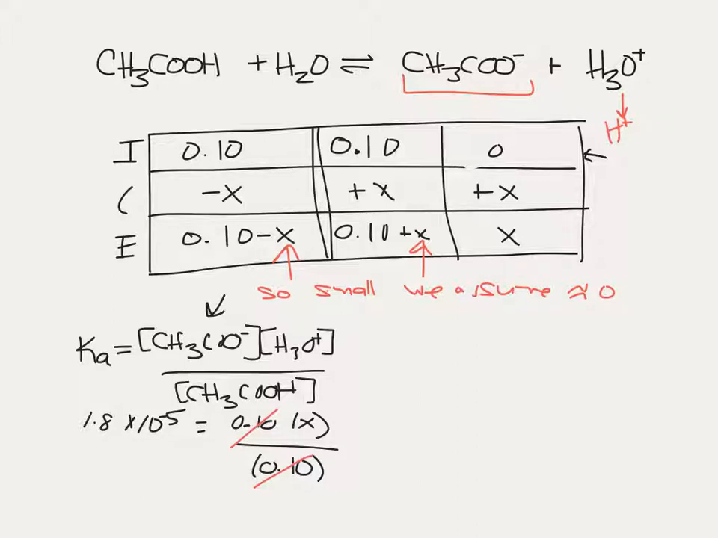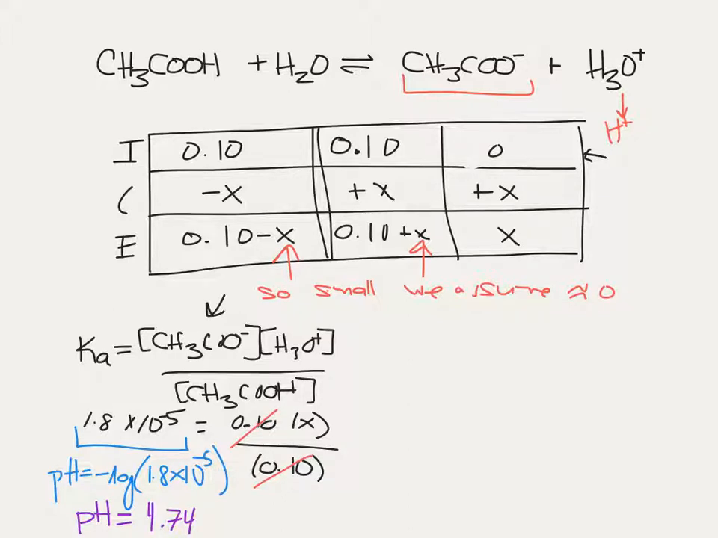So now we see that our hydrogen ion concentration is 1.8 times 10 to the negative 5. And we can go ahead and plug that into our pH formula. So pH is going to be the negative log of this number. And we'll see that we have a final answer of pH equals 4.74.